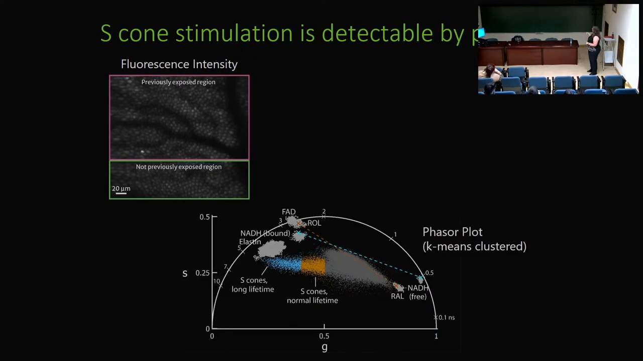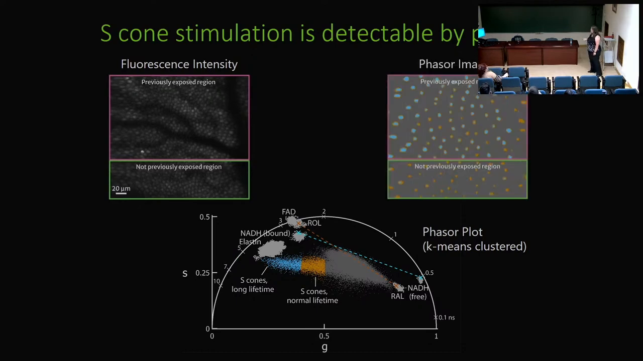And what we found was that the S cone arm extended out much further in this direction. So now we are really aiming: is there a fluorophore or something out in this region that would pull it in this direction that we're interested in? And we did a little bit of k-means clustering to separate into two clusters, the normal lifetime cones and the long lifetime cones. This time we've color-coded them in orange and blue.